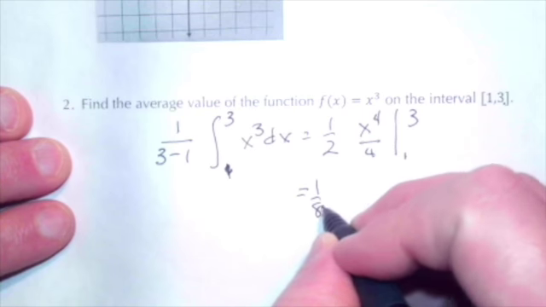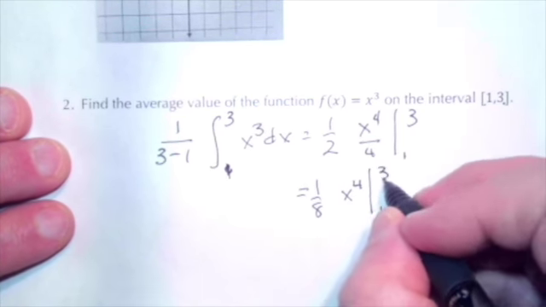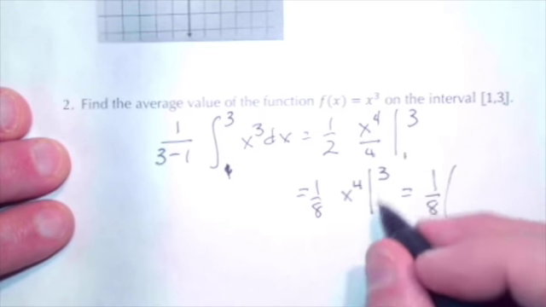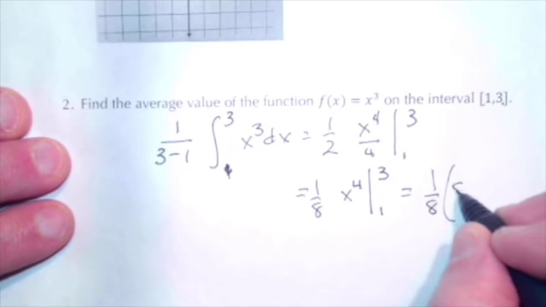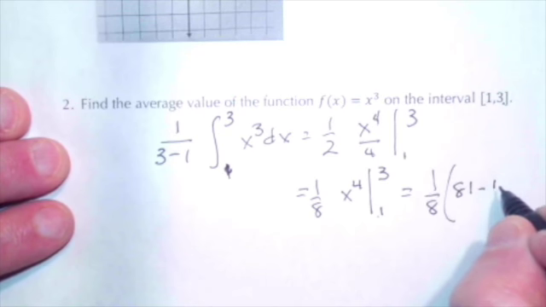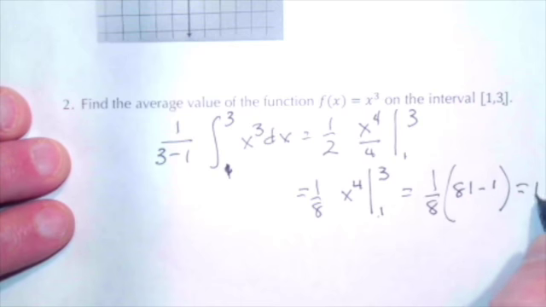So that's going to be 1/8 times x to the 4th, and we evaluate at 1 and 3. When you substitute in, 3 to the 4th is 81, and then minus 1 is going to be 10, I believe.